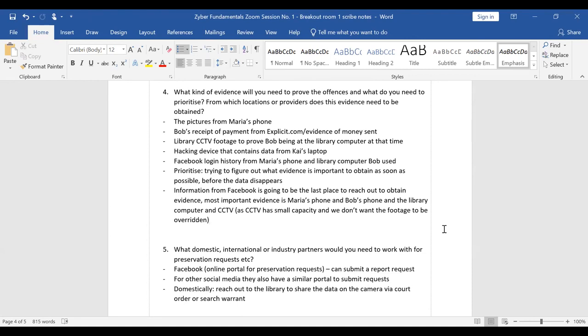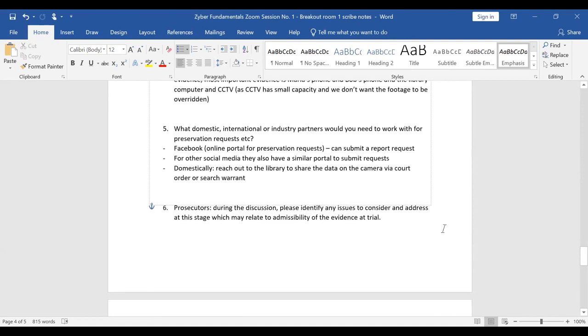So for question number 5, what domestic, international or industry partners will we need to work with for preservation requests? Normally for Facebook, they have their own online portal for law enforcement to make the preservation request, and also requesting for records, but they only provide the subscriber information.